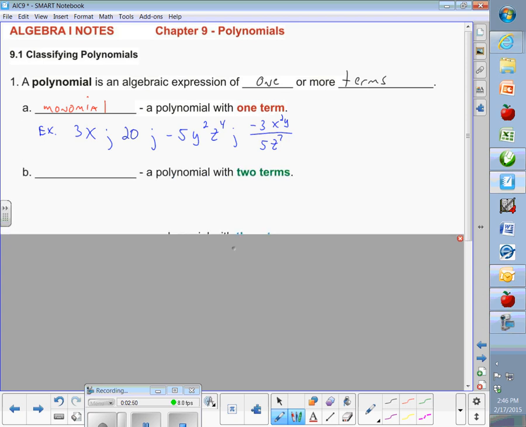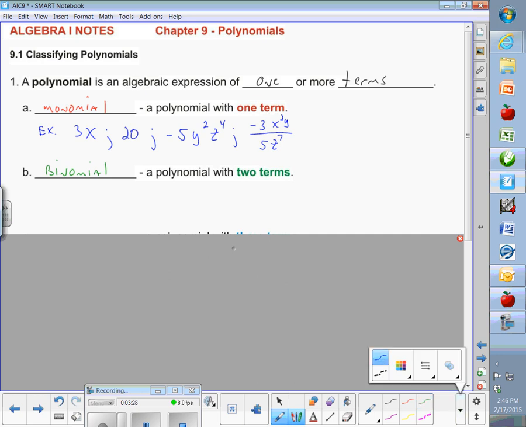Let's get to the second one here. So what would you call a polynomial with two terms? So again, you got to think of your prefixes. And what's a prefix for two? You can think of a couple different ones. A lot of times people think die. Well, die does mean two. But how about an airplane? What do you call an airplane with two wings? And hopefully you're thinking of a biplane. And so this is a binomial. B-I-N-O-M-I-A-L. A binomial. Binomial, a polynomial with two terms.